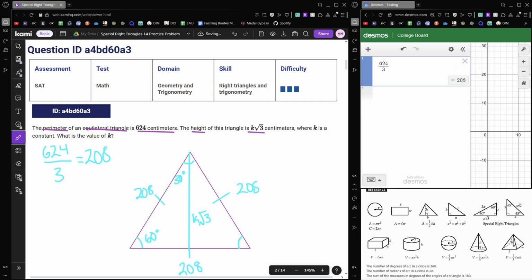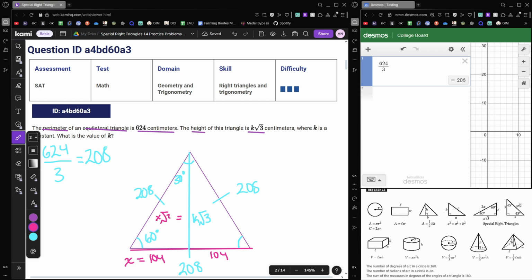Now that we split the triangle in half, we also split the base in half, so that means that this is now 104, and this is also 104, to create a total of 208. Now to find the value of k, all we have to do is use the rules for special right triangles. We know that the side across from the 30 is x, so that means our 104 is equal to x. And then we know that the side across from the 60-degree angle is x square root 3. So that means that k square root 3 is equal to x square root 3.